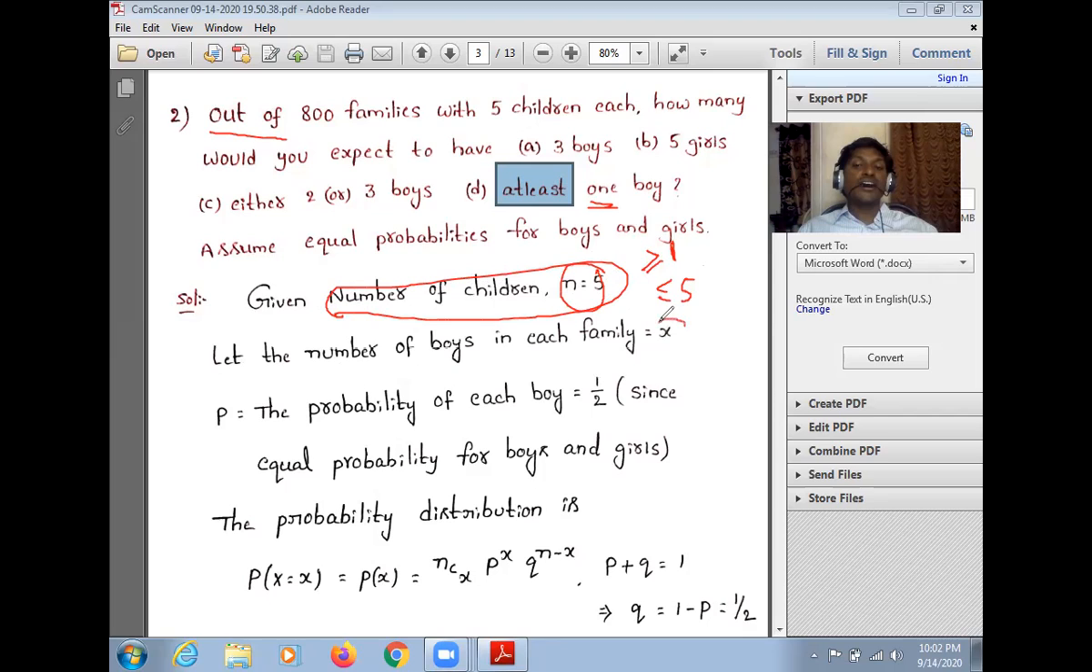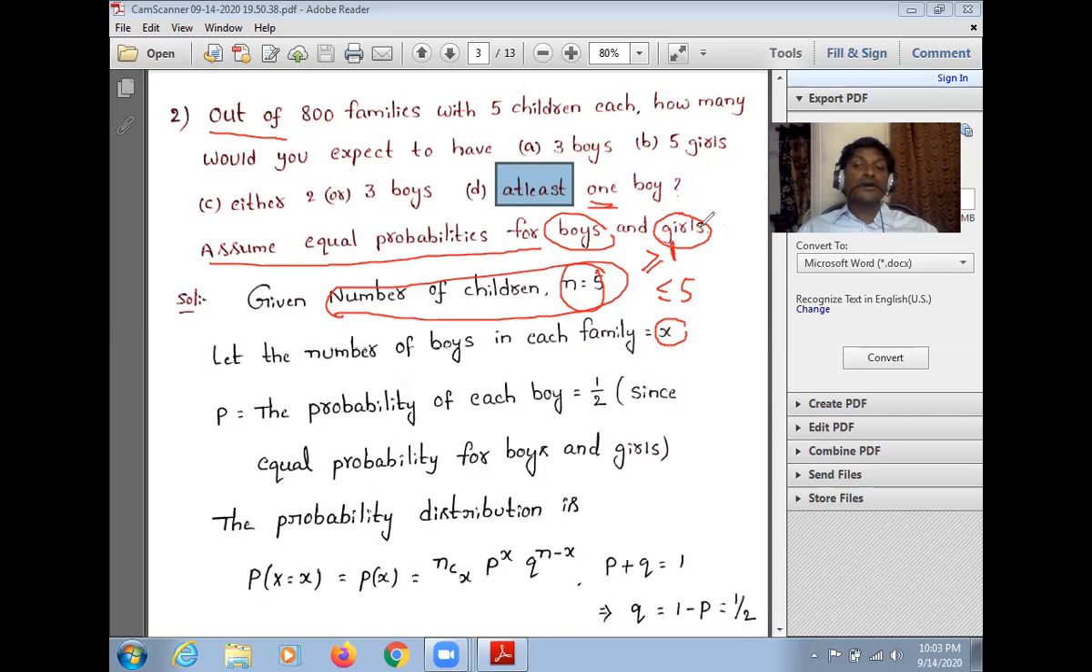So we are taking the assumption that in each family, boys are taken as x. Before that, they give one condition. What is the condition? Assume equal probabilities for boys and girls. It means that whatever the chances are for boys, the same amount of chances are for girls. That is what they said to assume in this problem.